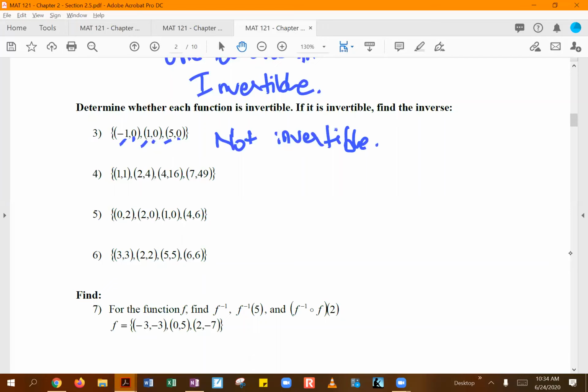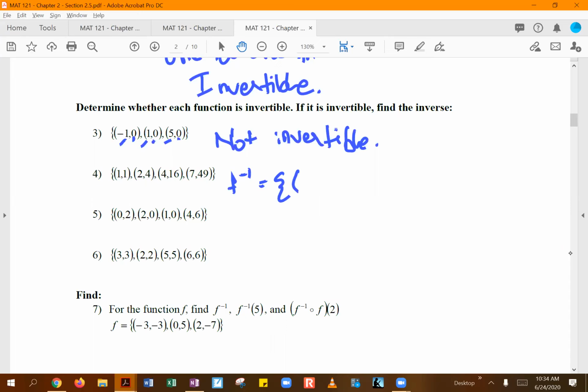Okay, very good. What can you say about number 4? Can we find an inverse for number 4? Yeah, because you're not seeing any repetitions here, are you? We've got 1, 1, 2, 4, 4, 16, and 7, 49. So we don't have repeating y values with different x values. So since this is invertible, we can find its inverse, and again, I'm going to use that inverse notation. Remember, we just interchange our x and y coordinates to find the inverse function.